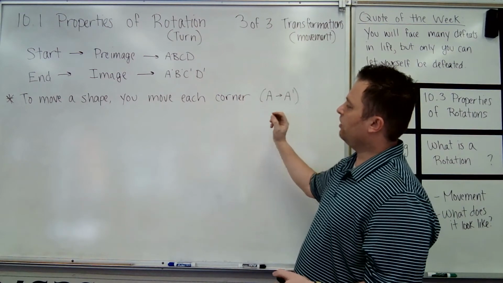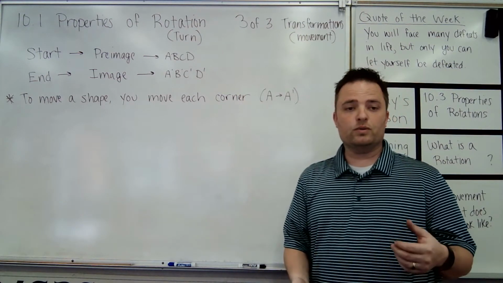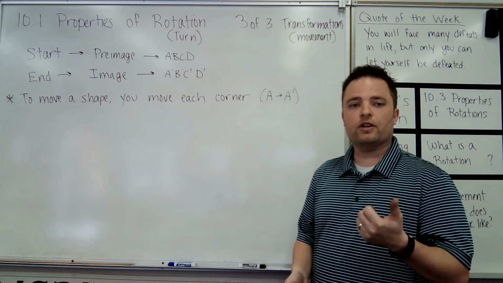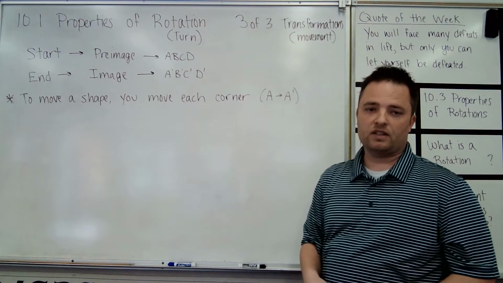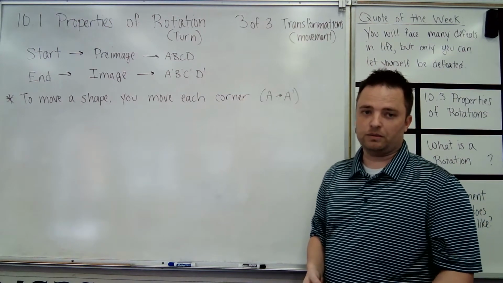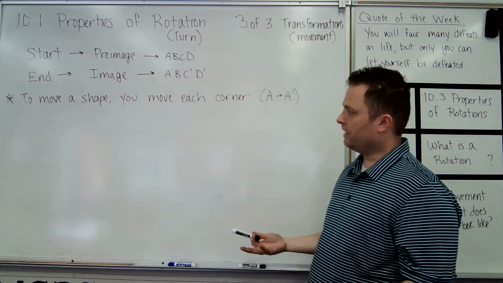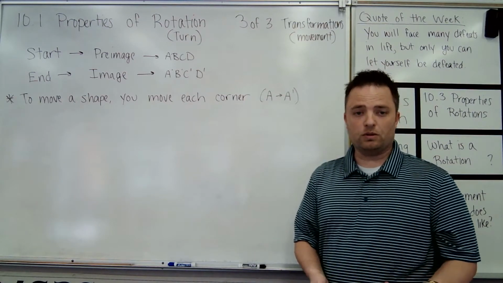And just like all of the other types of movement, you don't move the center of the object, you move the corners of the object. You move the vertices from A to A prime. If you've seen the previous videos, you'll understand what this means. So let's just take an object, okay, and then we're going to rotate it.